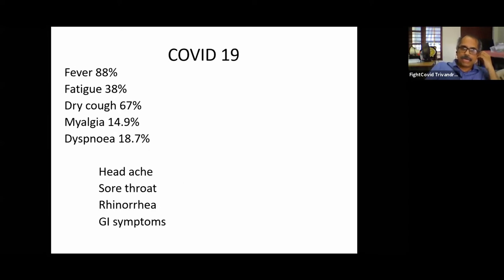If you take COVID-19 also, if you go to the literature, we can see that around 90% of the patients will have fever, followed by dry cough, which will be present in around 70%, followed by fatigue, myalgia, and breathlessness. In addition to these common symptoms, headache, sore throat, rhinorrhea, and GI symptoms also have been reported in varying combinations in COVID-19 patients.